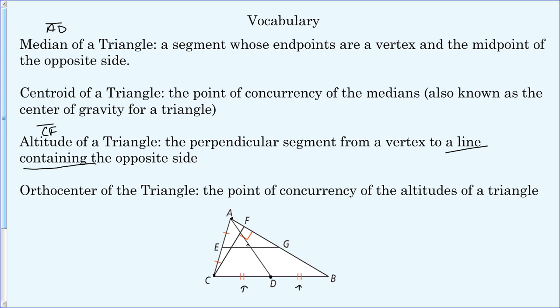Last word, orthocenter of a triangle. The point of concurrency of the altitudes of a triangle. So it's where the altitudes cross. Make sure you write all these words down, and I would draw the picture too.